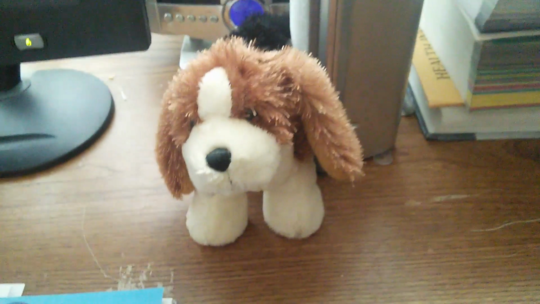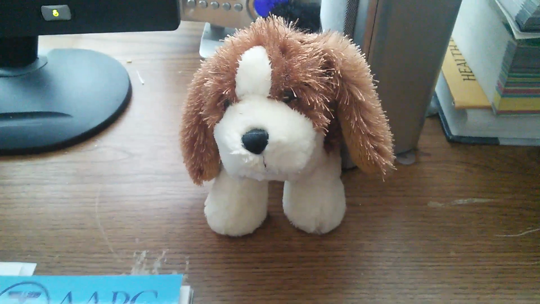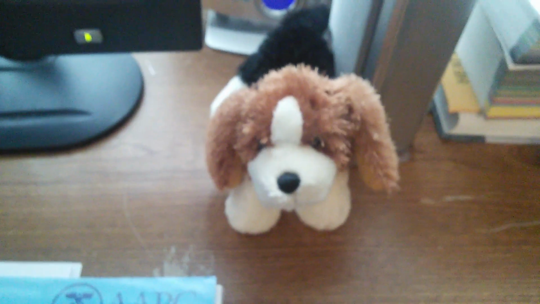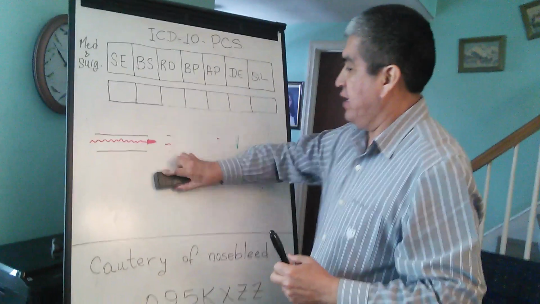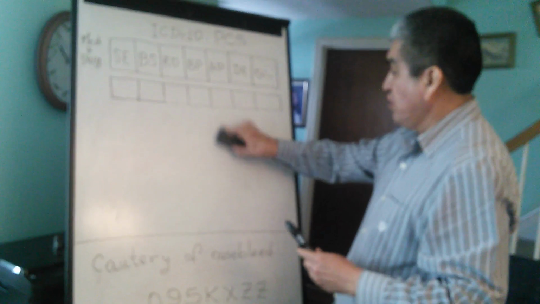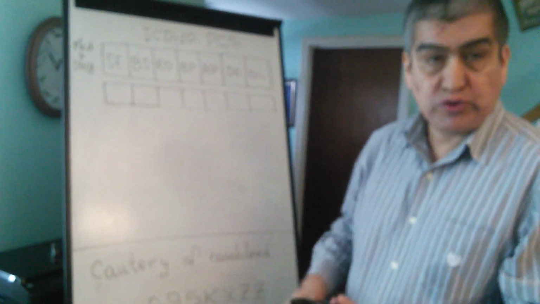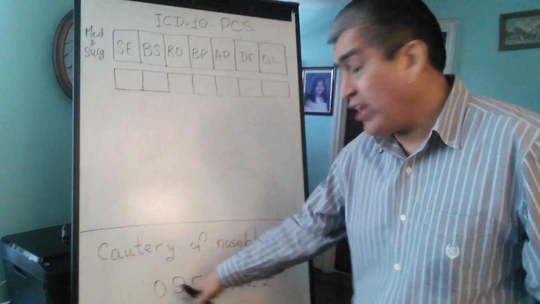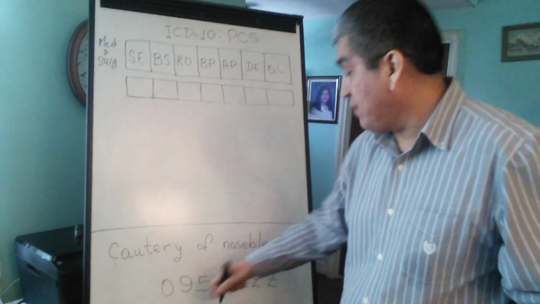Okay, that was the video. Now Stephanie's going to take the camera again, and then I'm going to explain what happened there. Okay, let's erase this part from the explanation. Now remember, the procedure that was done is a cautery of nosebleed, and this is the PCS code. So we're going to analyze every single character, what it means.